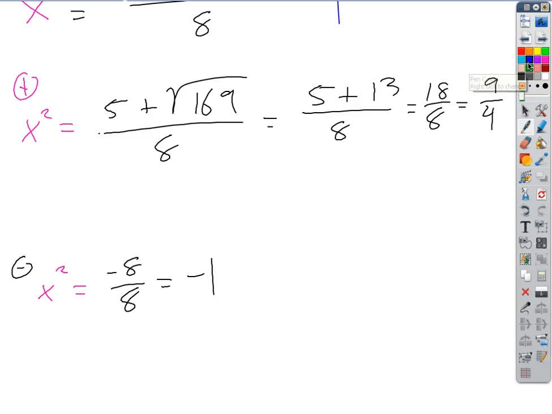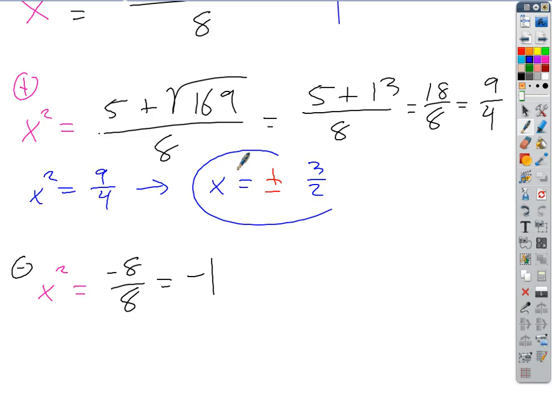Right, so if we have x squared equals 9/4, if I square root both sides, then x equals plus or minus the square root of 9/4, which is the square root of 9 over the square root of 4, right? So I get 2 solutions there: x equals plus or minus 3/2. And then I've got to take care of the bottom.